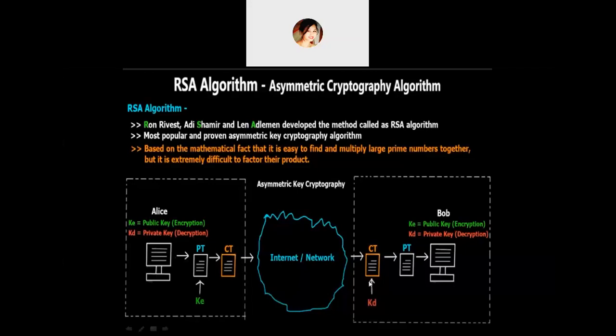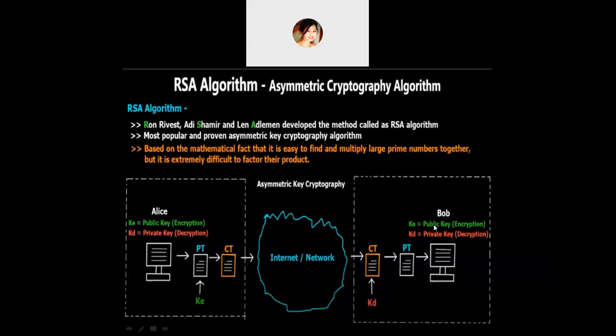Now when this ciphertext is received at Bob's end, he takes his private key, that is KD. KD is his private key, and he decrypts it to get the plain text. Okay, did you get it? So when he receives the ciphertext from Alice, he takes his own private key KD and decrypts it to get his plain text. You can see that there are two keys involved here, right? One is the public key for encryption and the other is the private key of Bob for decryption.